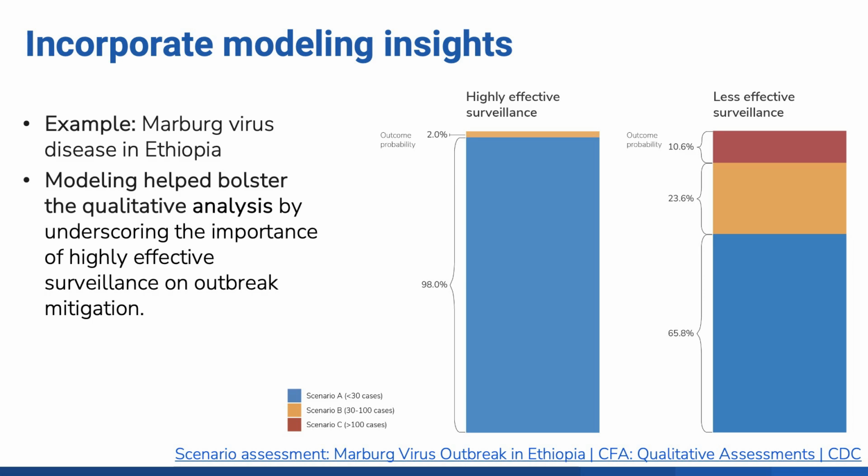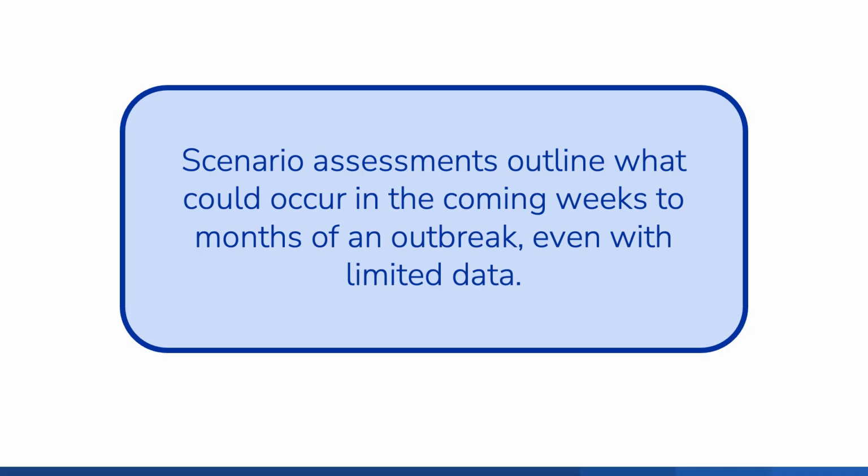Surveillance effectiveness was a key uncertainty in our assessment, and the modeling helped reiterate the importance of highly effective surveillance on outbreak mitigation when communicating with response leadership. All qualitative assessments and modeling have some limitations and assumptions, but incorporating both can bolster outbreak response decision-making. To conclude, scenario assessments can be key resources for outlining potential outbreak trajectories in coming weeks to months, especially early on when data are limited.